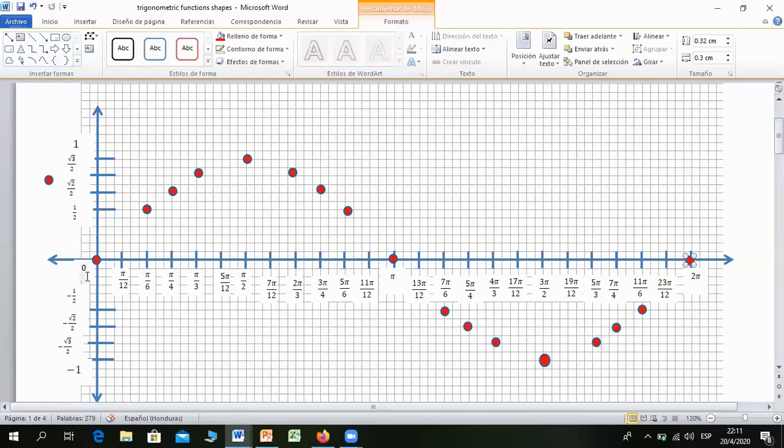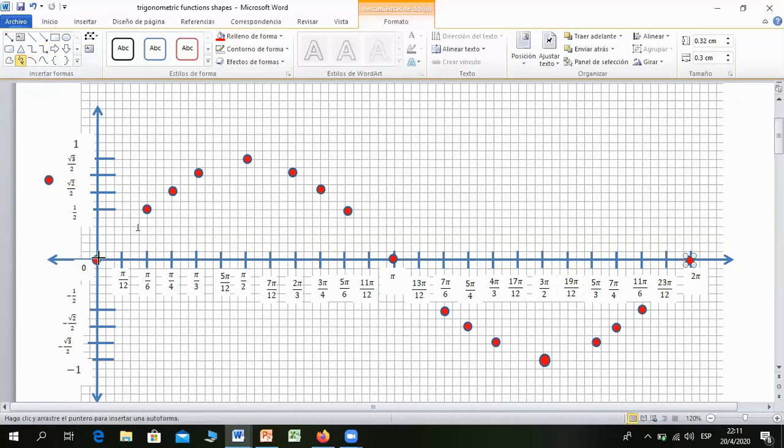And let me tell you something, this just represents one cycle of sine. The graph of sine is a shape that goes like that, like I'm moving the mouse right now, and with that movement that never ends, it can go to the negative part too. Okay, but let's do better.